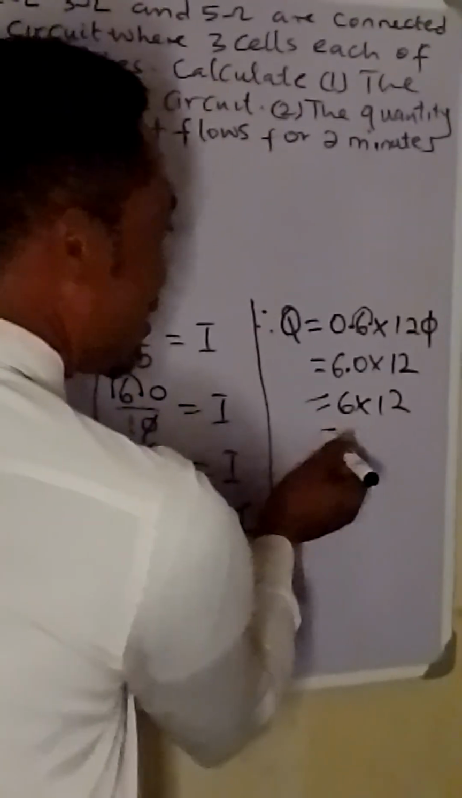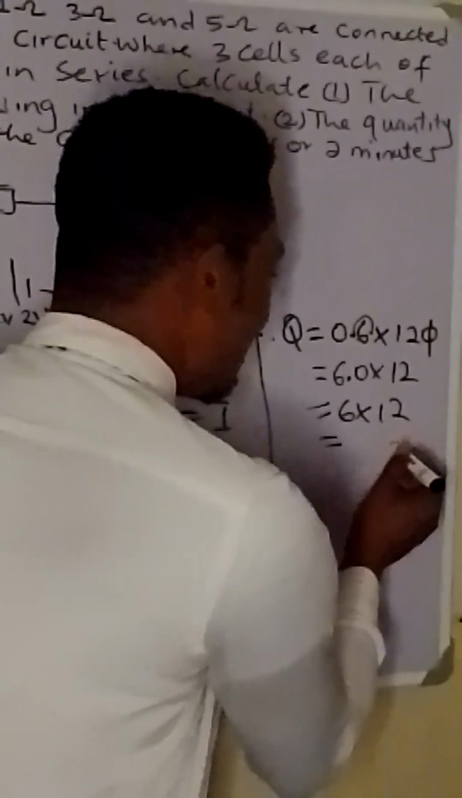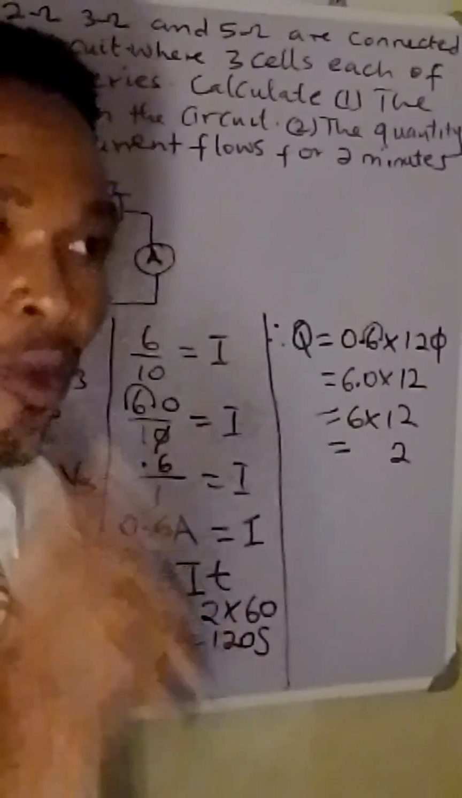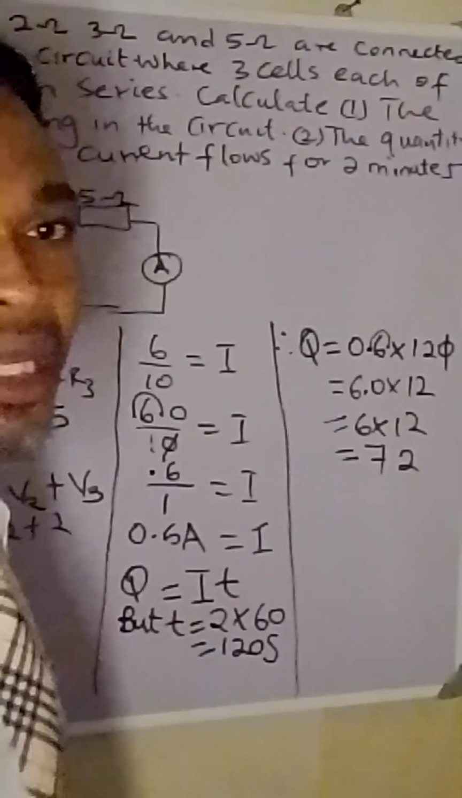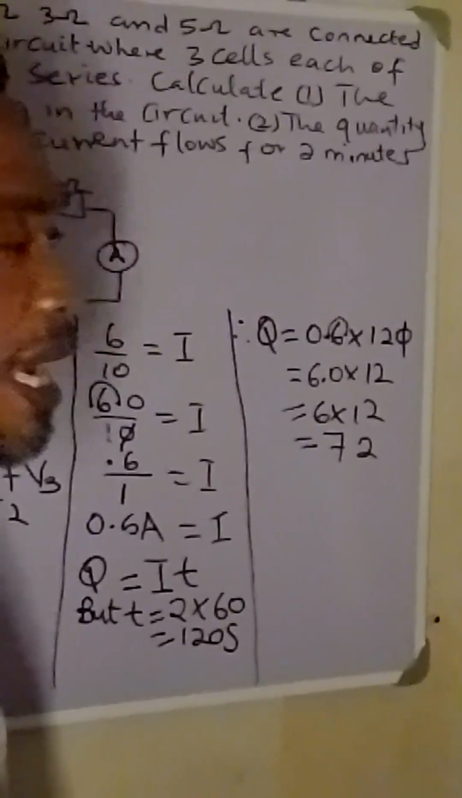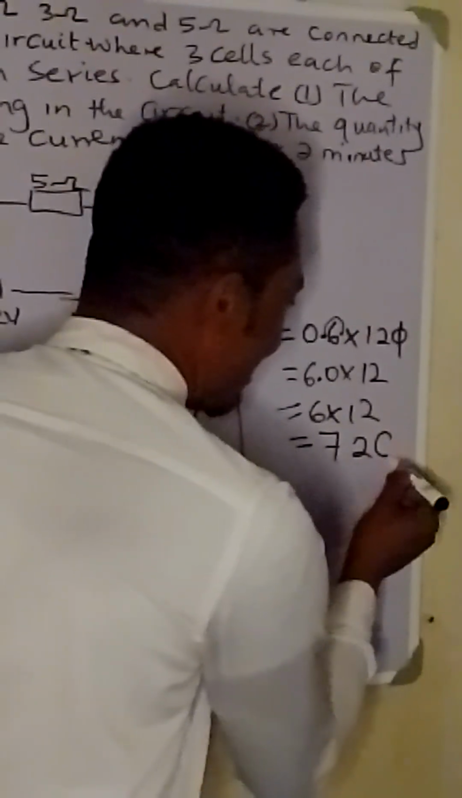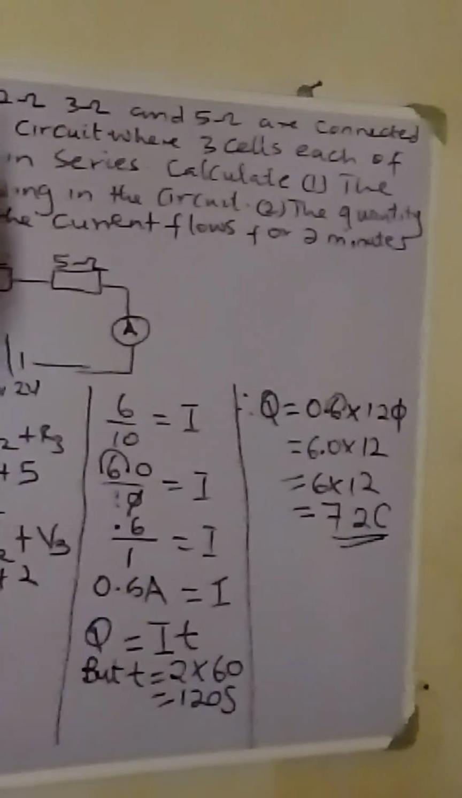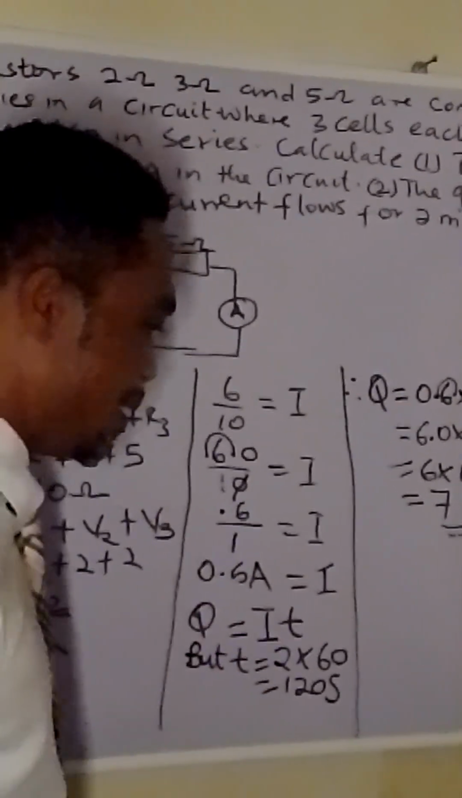And how do we do 6 times 12? Very simple. 6 times 2 is 12. What do we write? 2, and carry 1. And then 6 times 1 is what? 6, plus the 1 we carried over, it will be what? 7. So what do we have? 72. And what is the unit of charge? The SI unit of charge is coulombs, which we represent with capital letter C. So it means that the quantity of charge in the circuit is 72 coulombs, while the current flowing in the circuit is 0.6 amperes.